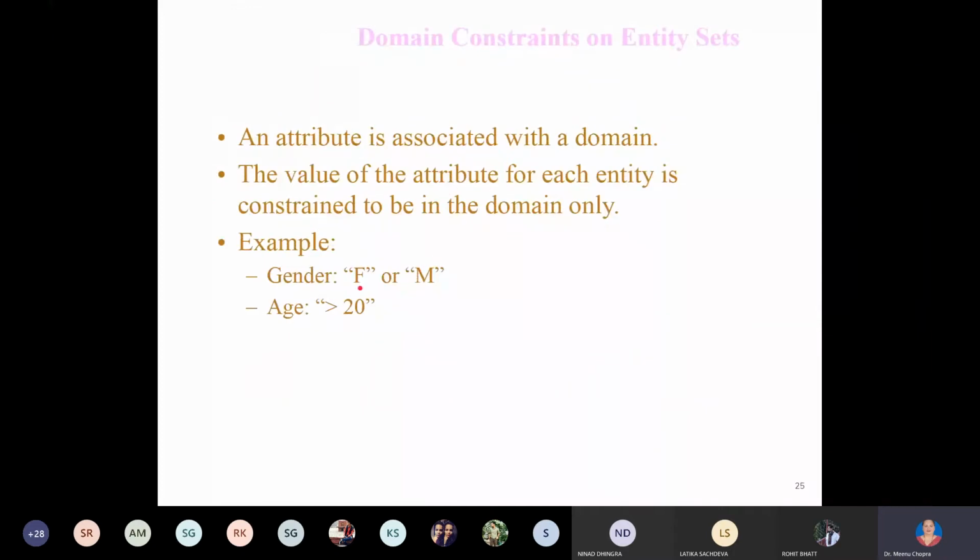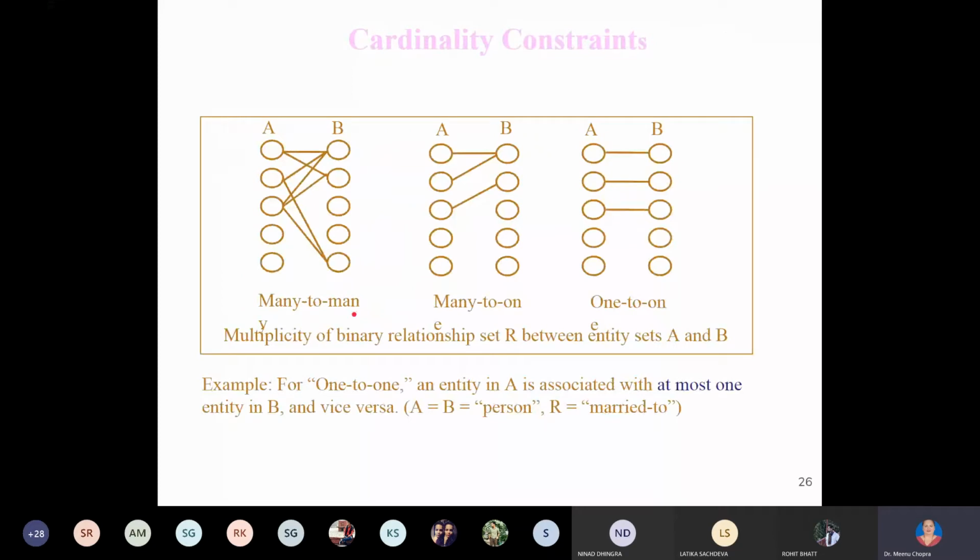For example, gender has two values, male or female. Fine. Similarly, you can put a constraint that age should be greater than 20, so you can put it here. Now, relationships we have discussed: many to many, many to one, and one to one. So this is your relationship entity. This is also known as your cardinality ratios, and in this way you can define your cardinality ratios.